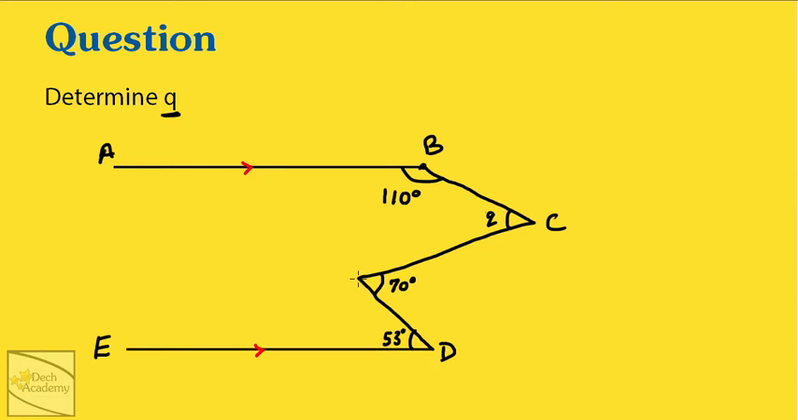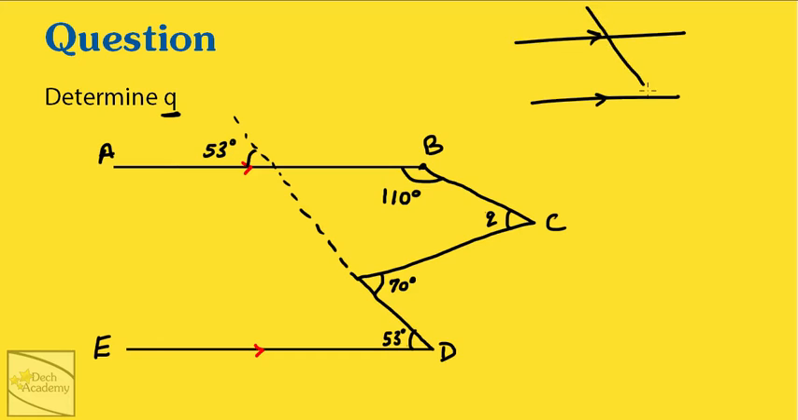Well, if I extend this line all the way here, what I have is that this angle here corresponds to this angle here. So this is an angle of 53 degrees. So think about it. When you have two parallel lines, you draw a line cutting through them. If you have an angle here, it's going to be equal to the angle here. And that's what we have here.